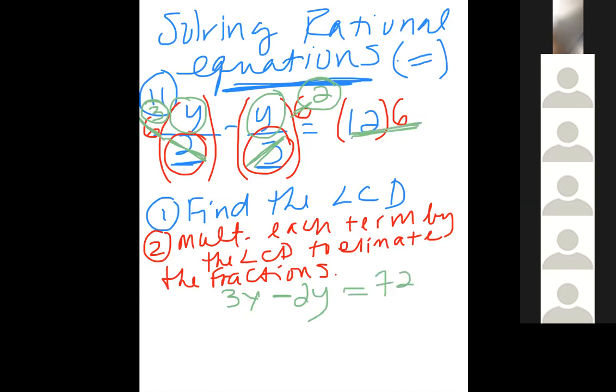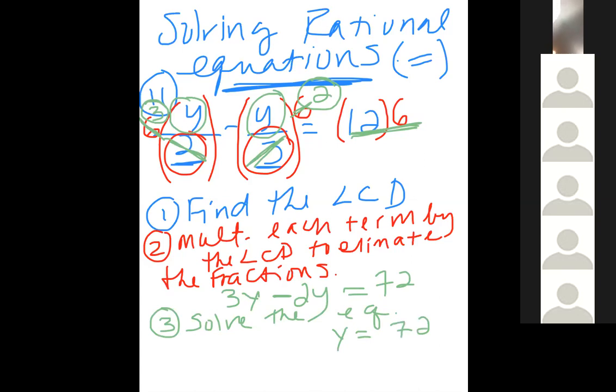Now, once you're done eliminating the fractions, look at how easy this problem is. Okay, step 3, solve the equation, guys. And this one just happens to be so easy. All we do is 3y minus 2y. That gives us y. y is equal to 72, and we're done.